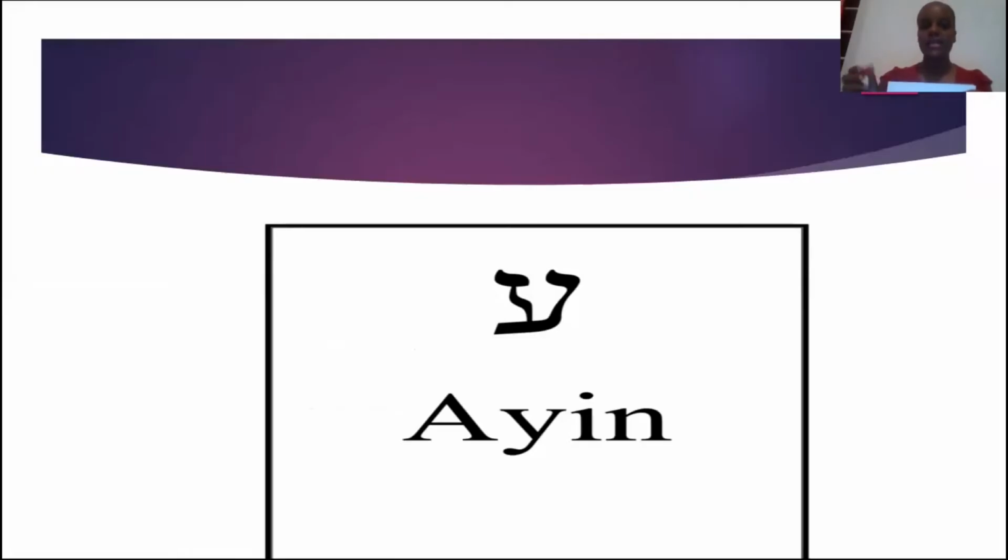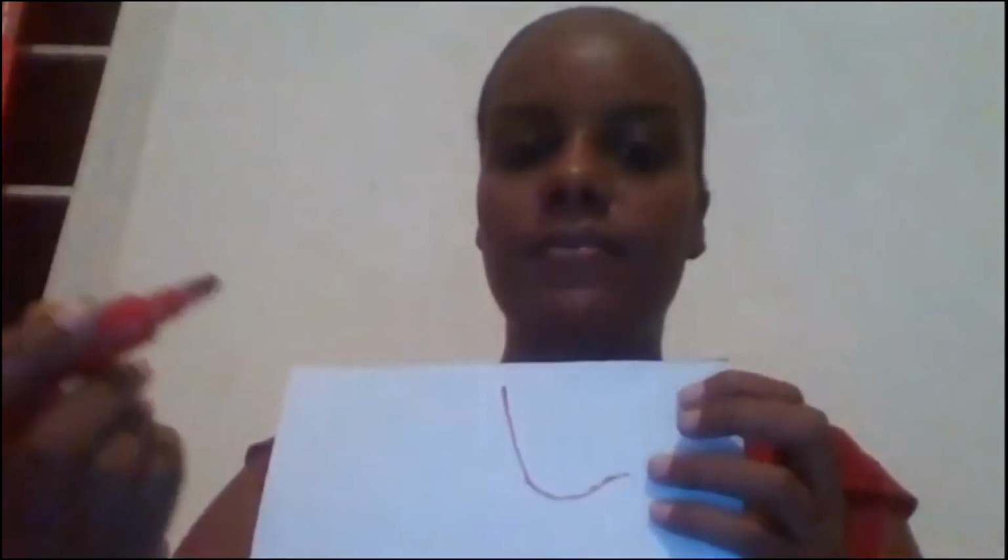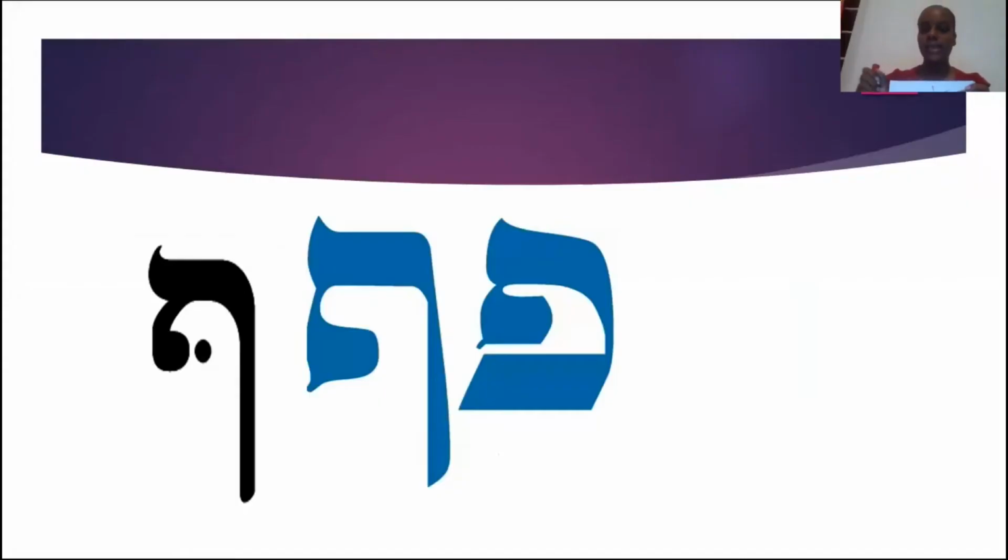That's your S. Ayin. If you realize that Ayin, it looks like a Y. So you will just start like you're making a Y. You come down like this, and you provide a base. That's your Ayin.